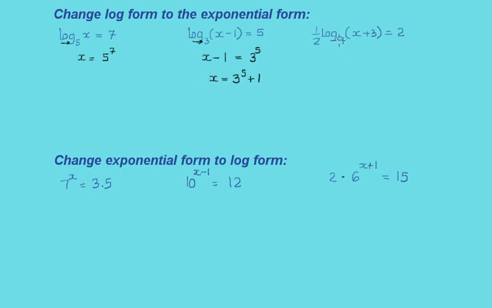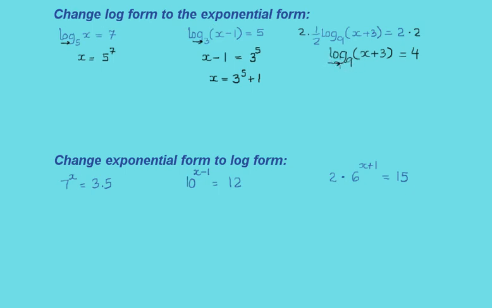Now before we push the base to the other side in this question, we have to isolate the log part. So we see this half here, I have to get rid of the half. To get rid of the half, multiply both sides by 2. So this becomes log of x plus 3 to the base 9 is equal to 4. Now the log is isolated on one side.